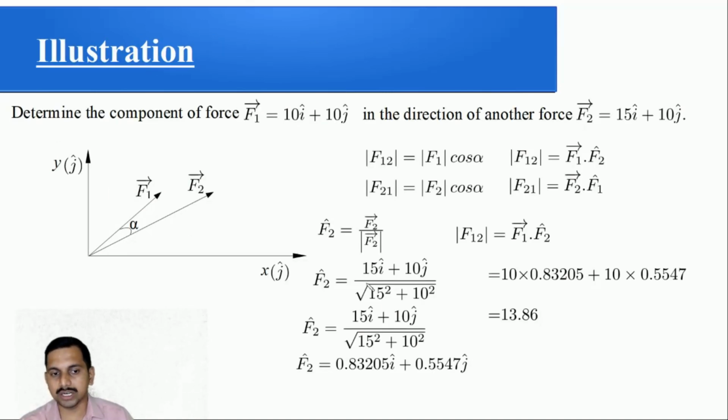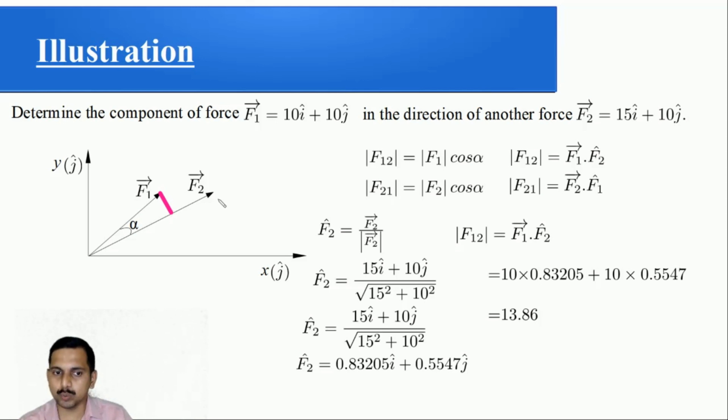Similarly, over here, when I have to get F12, that is nothing but F1, from F1 I have to drop a perpendicular here. So this is a perpendicular, and the distance from here to here, the magnitude, is F12.